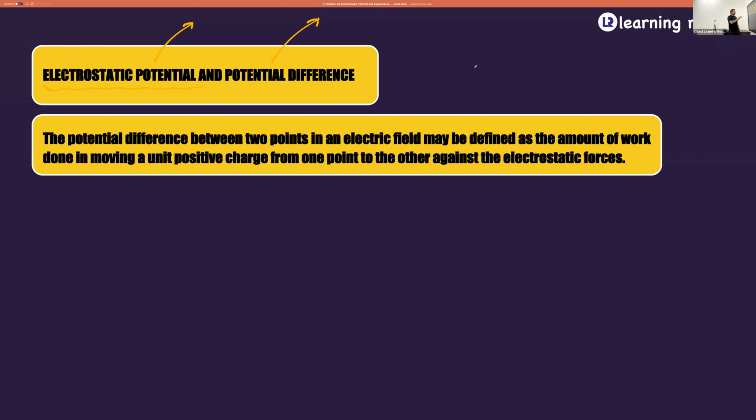The potential difference between two points in an electric field is defined as the amount of work done in moving a unit positive charge from one point to another against the electrostatic forces. That's what the definition says. If you have to define the potential difference between two points in an electric field, there is a region present. In that region, you have a charge, and you are moving the charge within the electric field against the electrostatic forces.